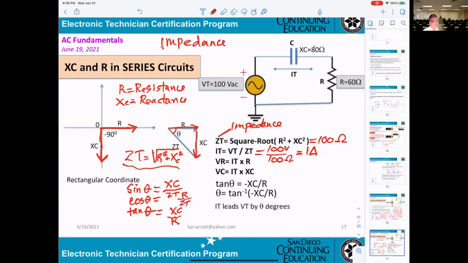We already talked about that, right? VRMS or VAC, identical. RMS is 0.707 times the peak. Now, if you want to calculate VR, VR equals IT times R. If we calculate VC, then you can use IT times XC. Exactly, I gave it to you here. That's easy.